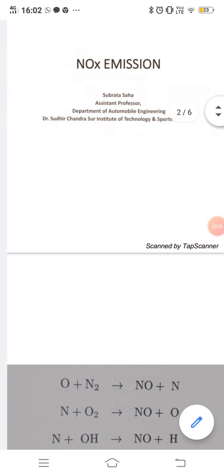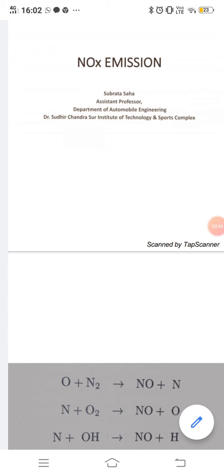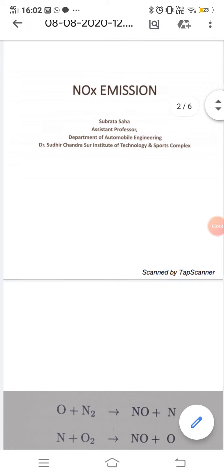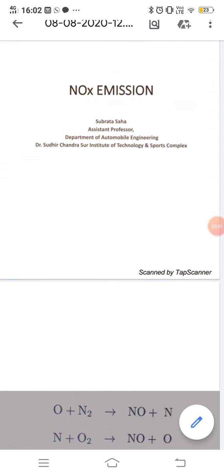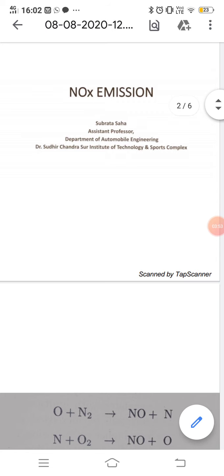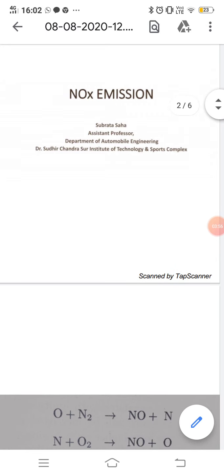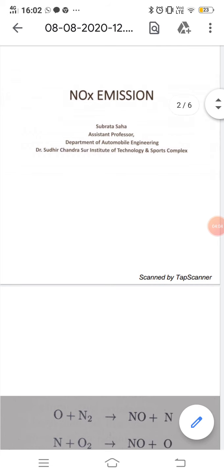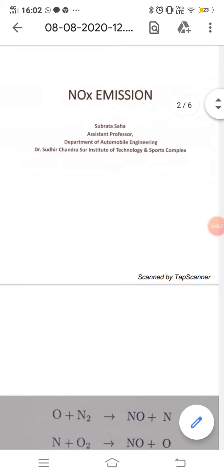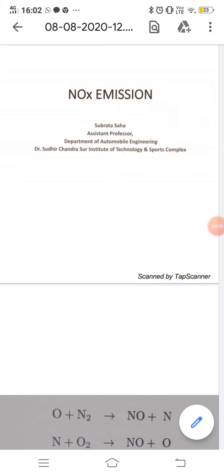And released NOx reacts in the atmosphere to form ozone, and it is also one of the major causes of photochemical smog. You know that in large cities like Mumbai and Delhi, especially Delhi, a lot of photochemical smog is visible during the winter season. That is also due to the huge emission of NOx.